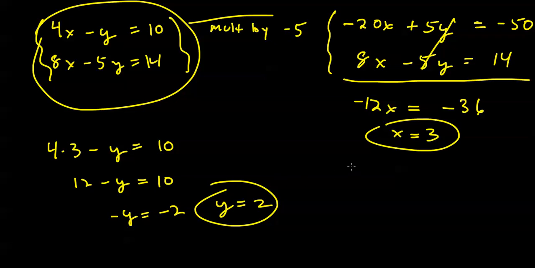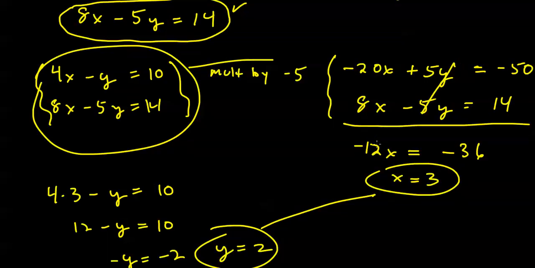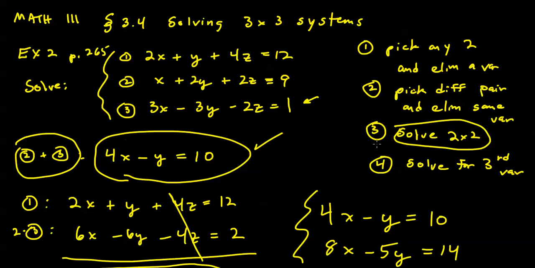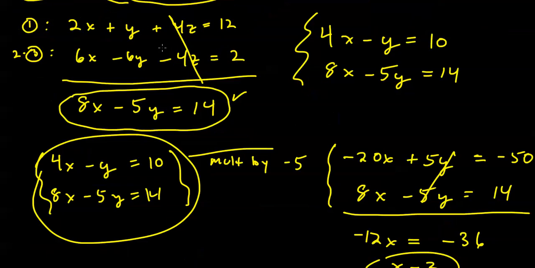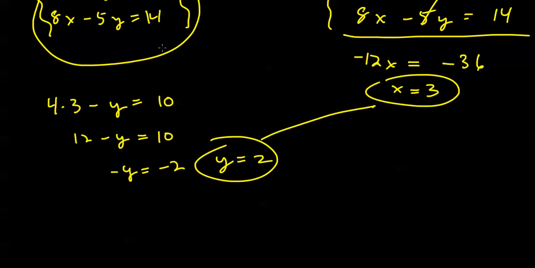And now I'll execute my last step. I've got two variables solved for. I can go up to any of my original equations. I'm going to pick the top one, plug in my x and y values, and solve for the unknown z value. So taking equation number 1, let me write it down again. 2x plus y plus 4z equals 12.